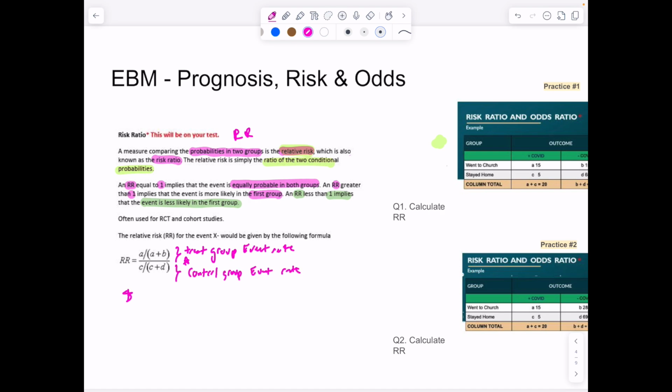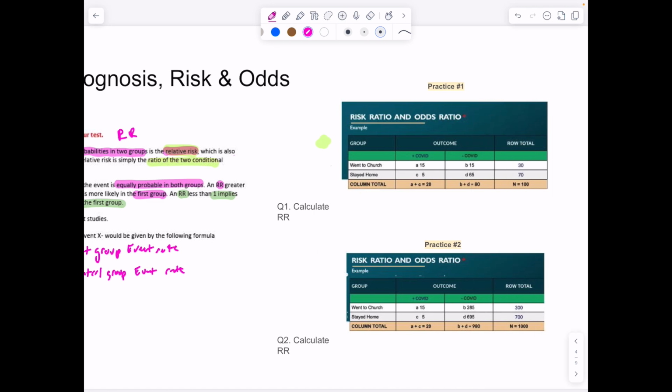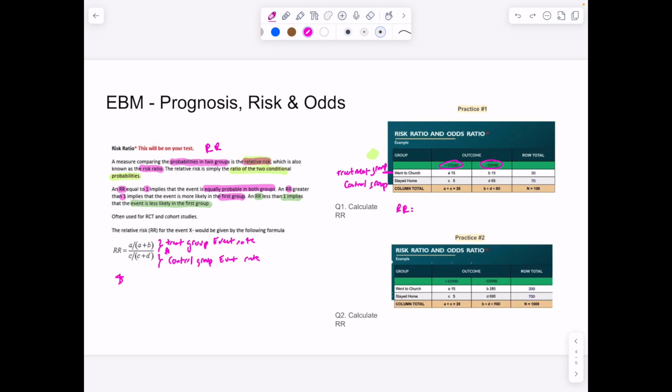Right, so let's just put it in action. I think that'll make the equation make more sense. So here we have some people getting COVID versus not getting COVID, and we have 2 populations. This is our quote-unquote treatment group, which isn't really a treatment group, it's just people who went to church, and this is our control group. Okay, so relative risk is the event rate in the treatment group, TG, divided by the event rate in the control group.